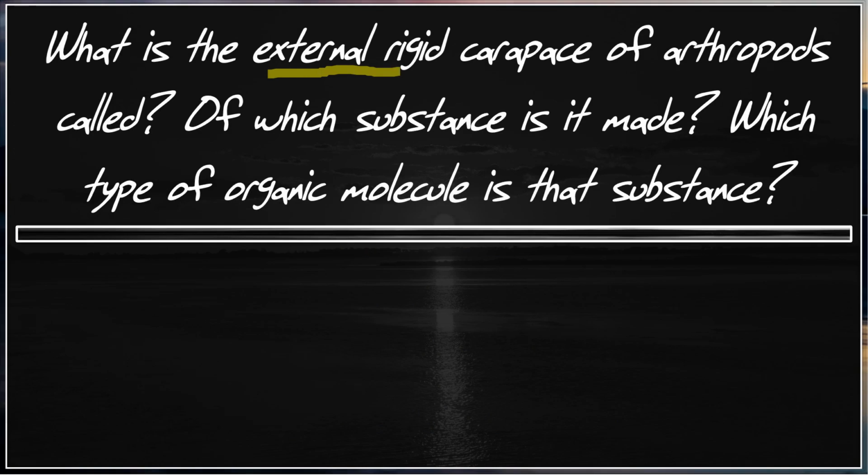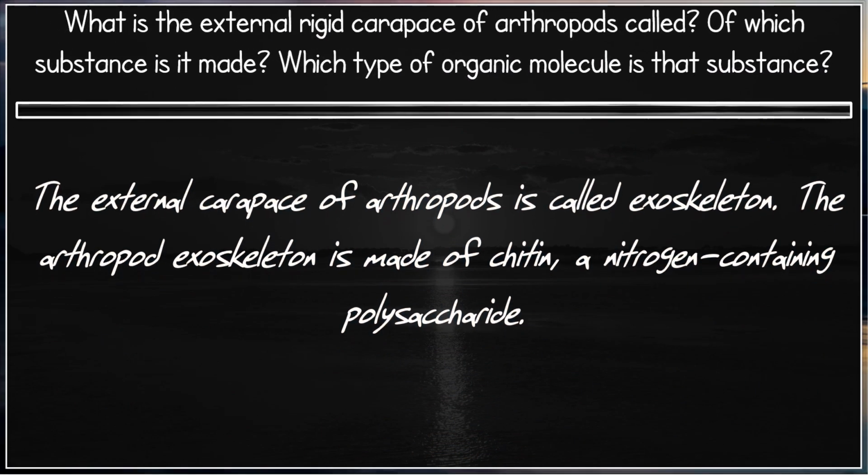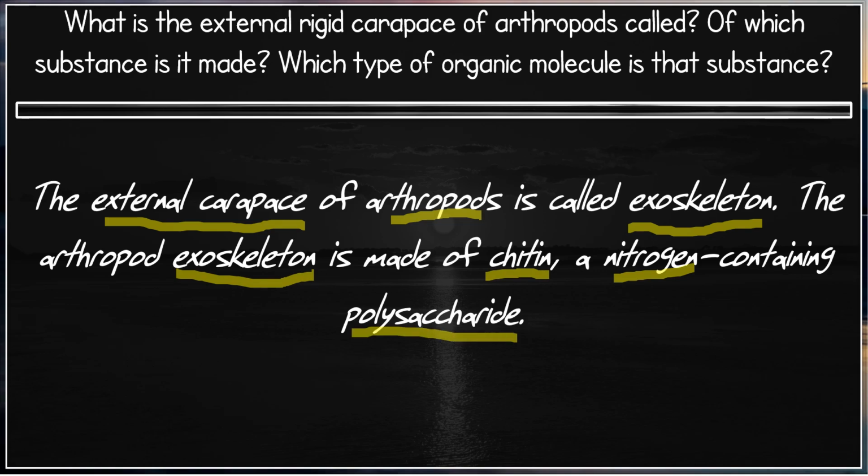What is the external rigid carapace of arthropods called? Of which substance is it made? Which type of organic molecules is that substance? The external carapace of arthropods is called exoskeleton. The arthropod exoskeleton is made of chitin, a nitrogen-containing polysaccharide.